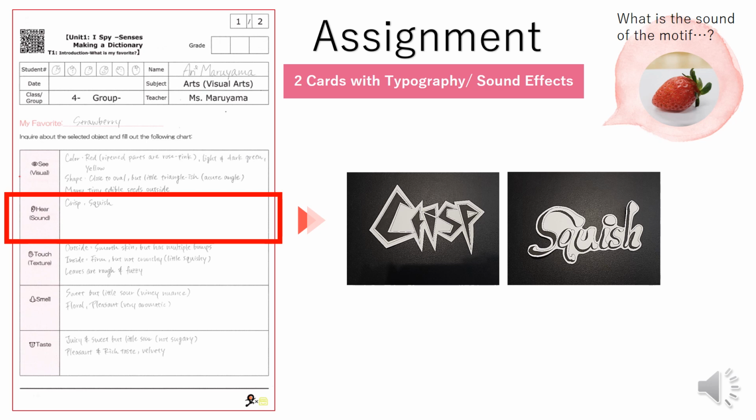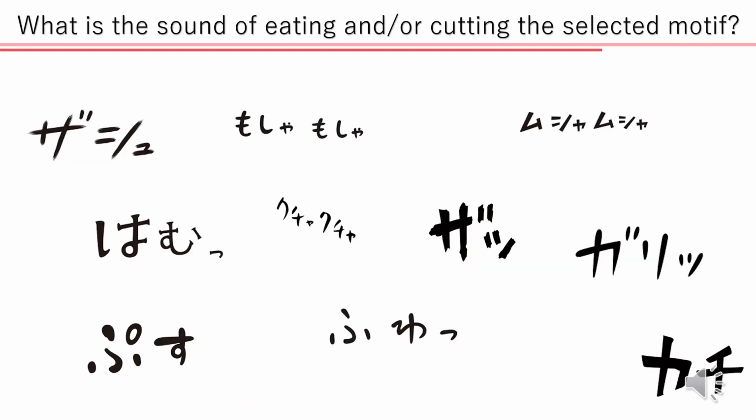Another one that you have to check is the worksheet that you have received in term 1. Check what you wrote in the worksheet and select 2 different onomatopoeia of the fruit or vegetable that you chose. Onomatopoeia does not always have to be the sound of eating. You can also select the cutting sound of the selected motif.